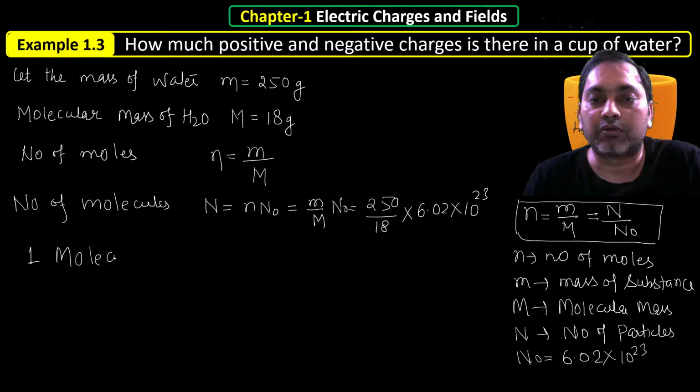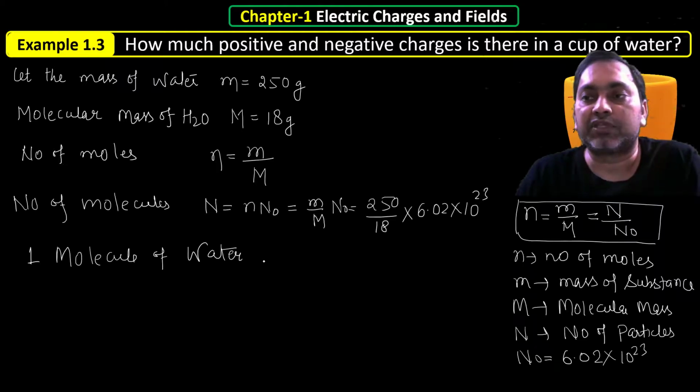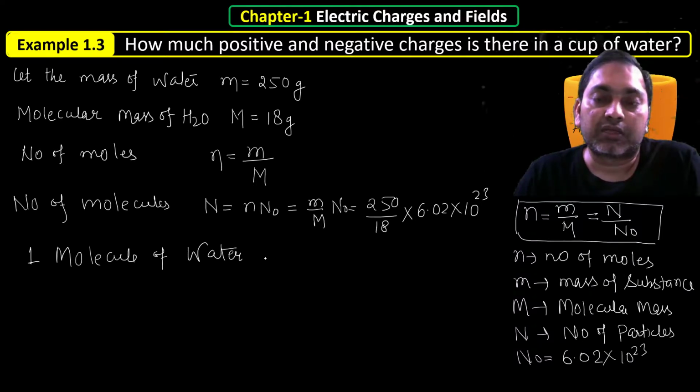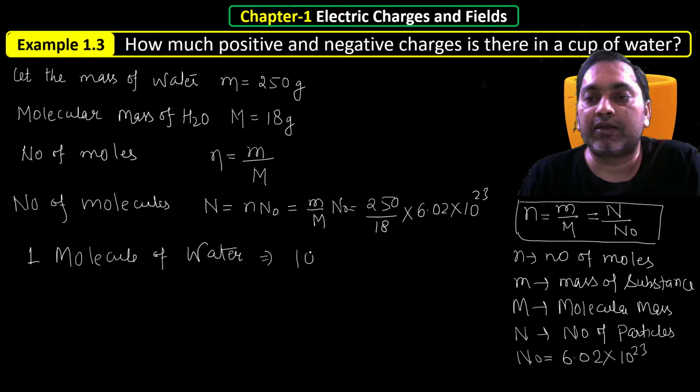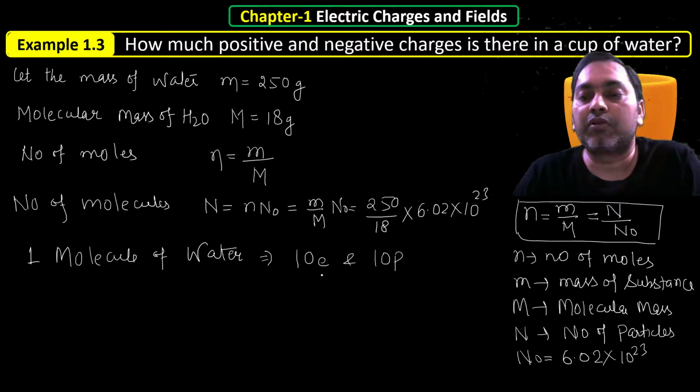In one molecule of water, which is H2O, how many electrons are there in H? There is one electron and one proton. And in oxygen there are 8 electrons and 8 protons. So in one molecule of water there are 10 electrons and 10 protons. So how much charge will there be in one molecule?